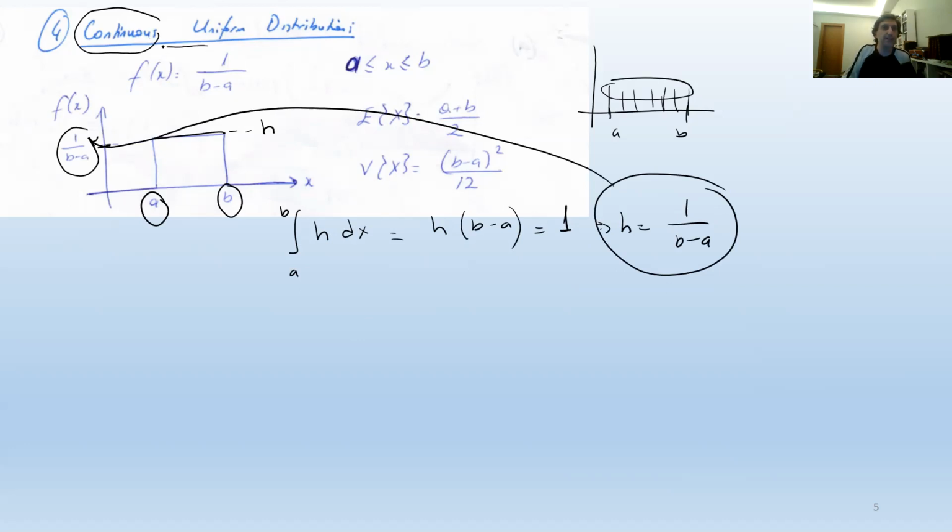So that's it. This is the definition of the density for the continuous uniform distribution. Note that the interval also should be given. Otherwise, one may tend to think that this goes to infinity, which is meaningless here.